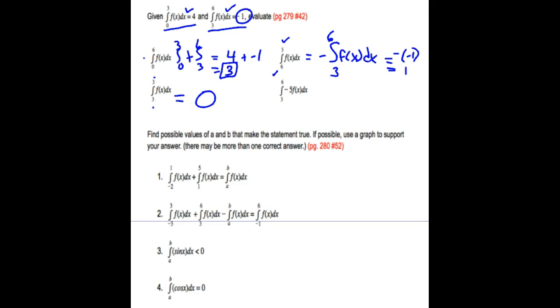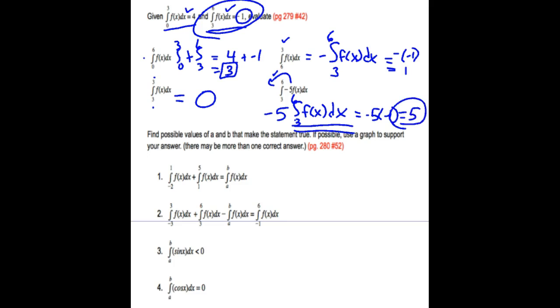From 3 to 6 of negative 5, I'm just going to use my constant multiple rule and pull the negative 5 out front, and they handed me 3 to 6 as being negative 1. So it'd be negative 5 times a negative 1 yielding positive 5.